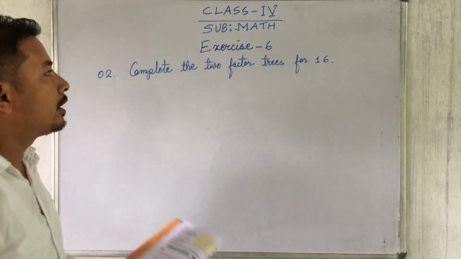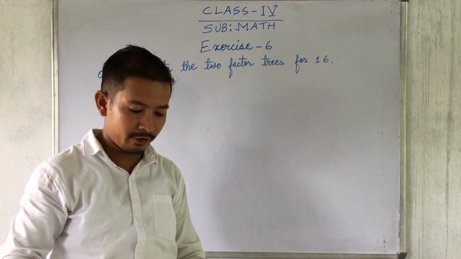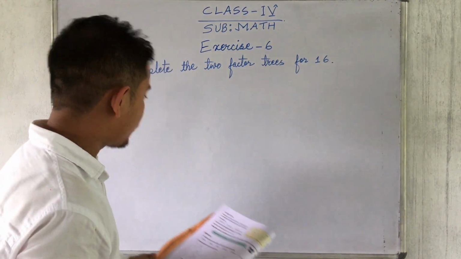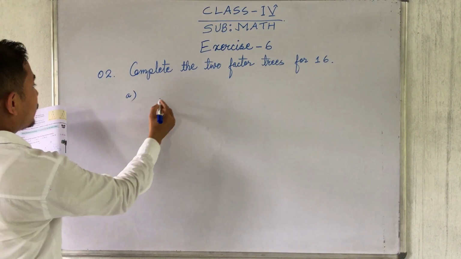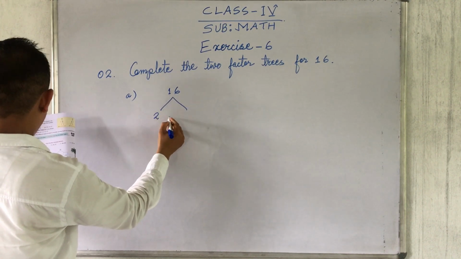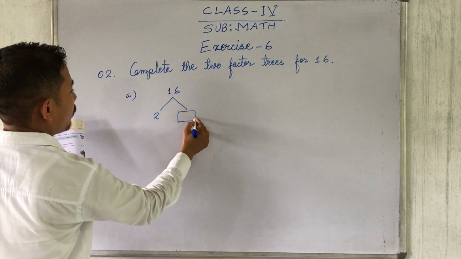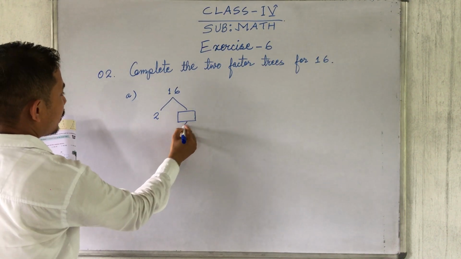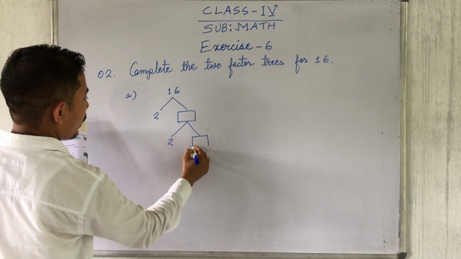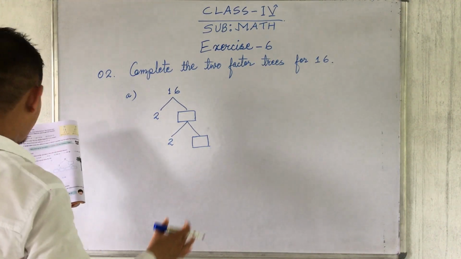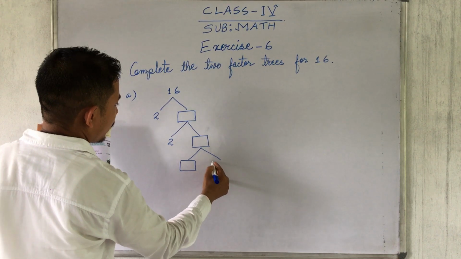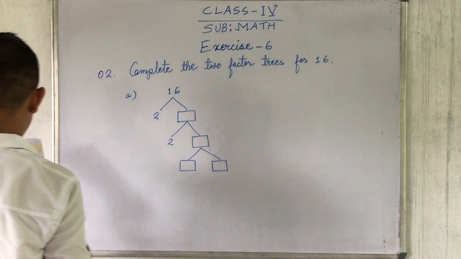Okay, complete the two factor trees for 16. Here 16 is given in number A. So using the factor tree method we have to complete these questions. Look at here, there is 16. One side is given 2, but one side is blank. We have to put the number inside the box. Here also one side is given 2, but the other side is blank. There is a box only. We have to put the number inside this box. And there are 2 boxes which are blank. We have to put the numbers inside this box, and this box also.